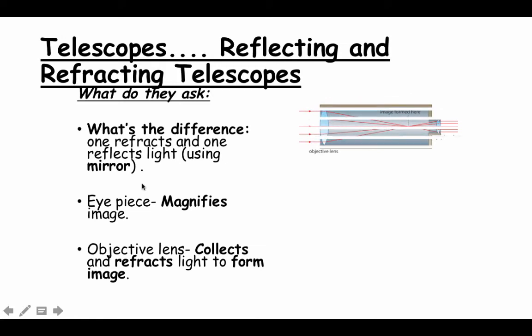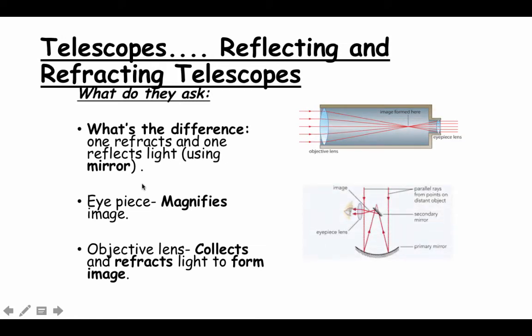Okay, reflecting and refracting telescopes. Now, these look really complicated. All you need to remember is that both of them have lenses. The refracting telescope has two lenses, whilst the reflecting one has just one lens. And a reflecting telescope has mirrors. One refracts, one reflects. This is what they ask you all the time.